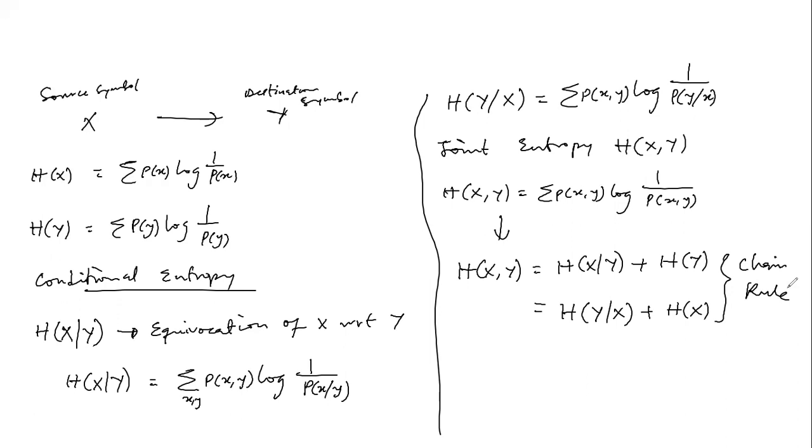So we can actually show this. Now, for us to show that the joint entropy is the same as the sum of the conditional entropy and the individual entropy, note that sigma xy is the same as sigma x, sigma y, right?